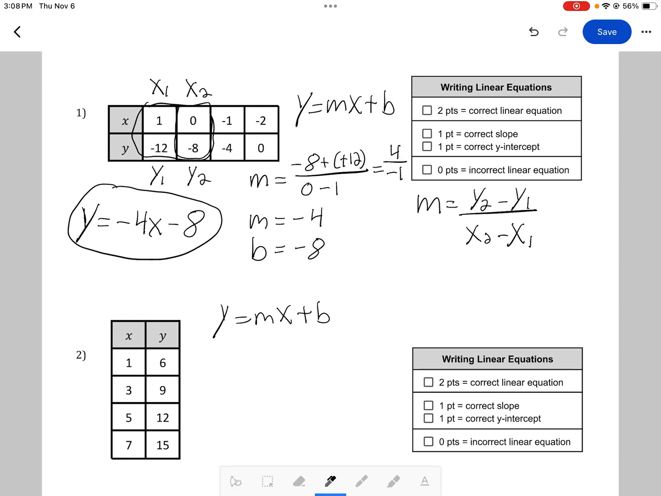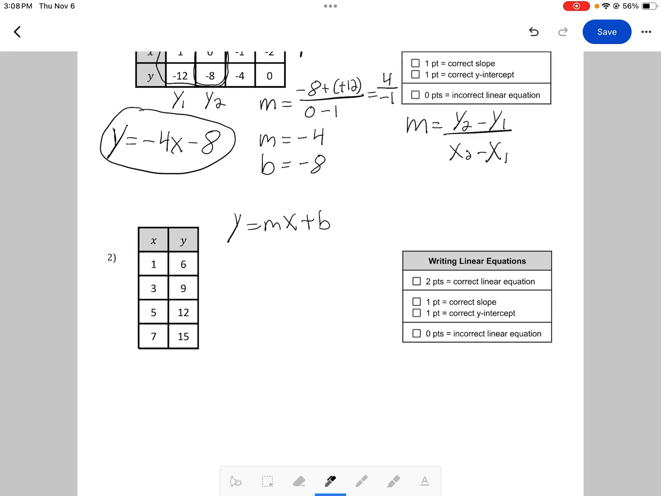All right, I'm going to look at number 2. I'm going to do the same steps. I'm going to label x1 and x2, y1 and y2. I'm going to fill in my formula. So m equals 9 minus 6 over 3 minus 1. 9 minus 6 is 3. 3 minus 1 is 2. So my slope here is 3/2.